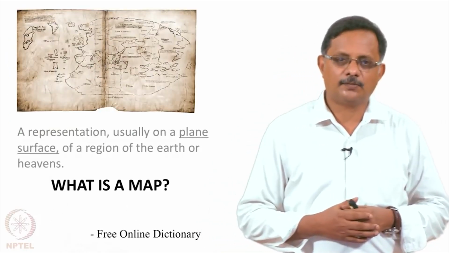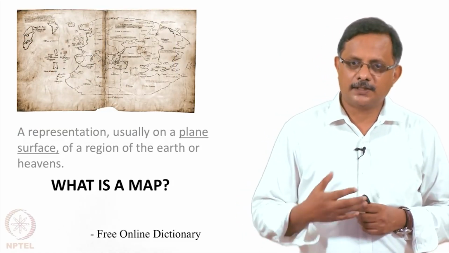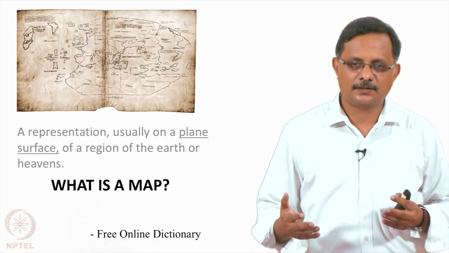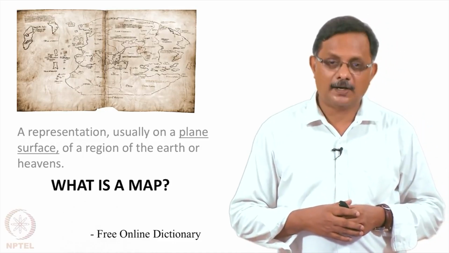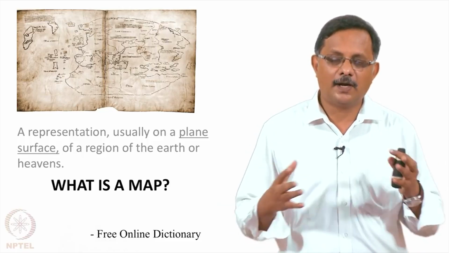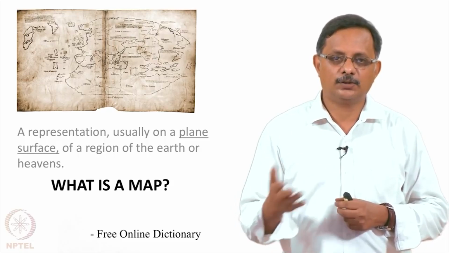So, first of all, let us talk about what a map is. If you look at the dictionary definition, it is a representation, usually on a planar surface, of a region of the earth or heavens. In fact, this is a world map that was popular in Europe during the dark ages.